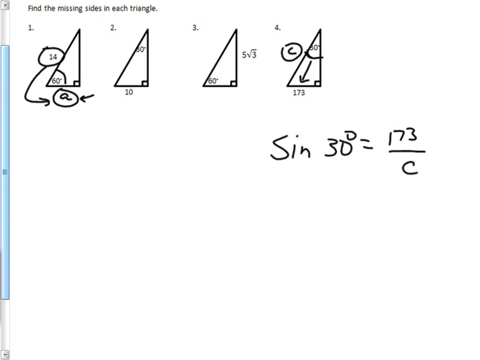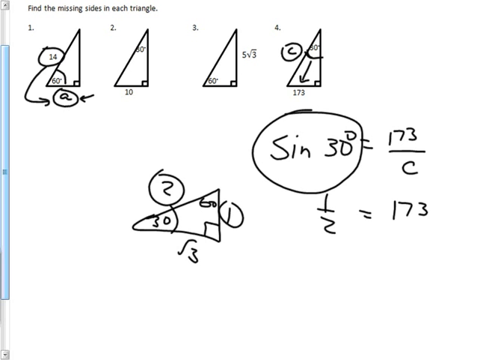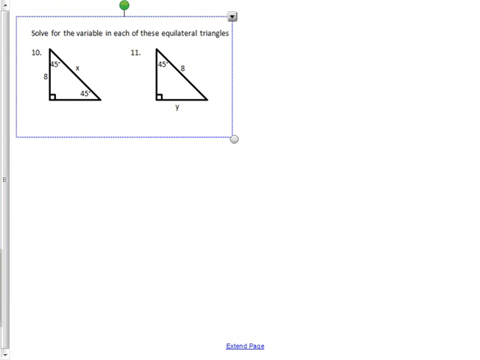There we go. And then if I type in sine of 30 on my calculator, I get 1/2. I just have that one memorized, so I know it's going to be 1/2. If I didn't have it memorized, I go off to the side, do my 30, 60, 90, 1, 2, square root of 3. What's the sine of 30? Sine is opposite over hypotenuse, 1 over 2, which is equal to 173 over C, and then you just solve for C. Okay, that's how you start.